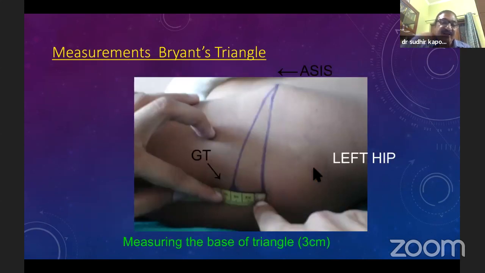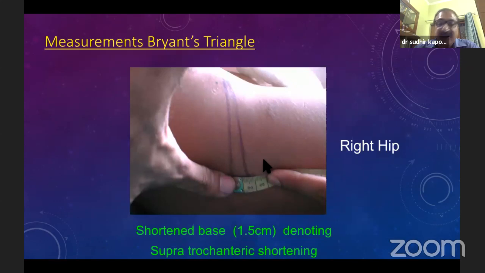In a case of femoral shortening, a Bryant's triangle is drawn, as I've told you already, by joining these three points: anterior superior iliac spine, the tip of the greater trochanter, and the anterior superior iliac spine, and the perpendicular is drawn to the bed, and then we measure all three limbs. Like here is the base of the Bryant's triangle in a patient on the left side; in the same patient on the right side, you can see the shortening.